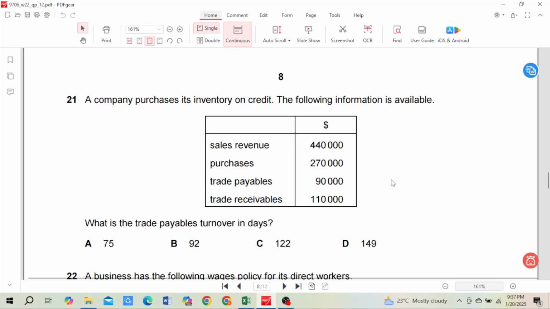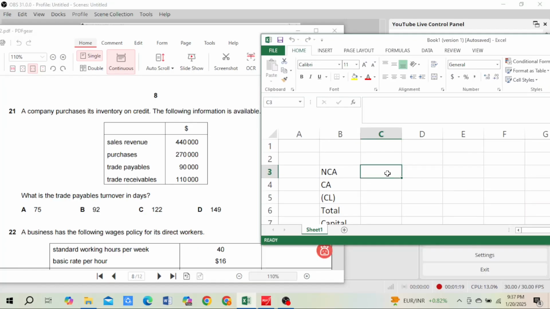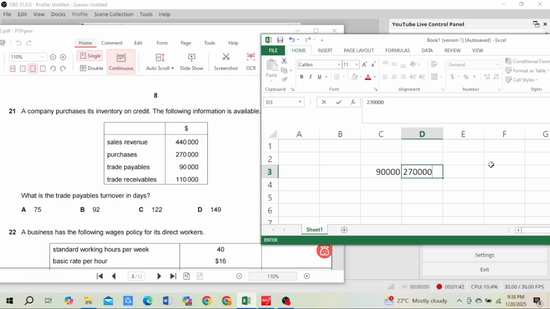So the formula for trade payable turnover days is trade payable divided by credit purchase into 365. Okay, so here it says trade payable is 90,000. Here in the question, a company purchases inventory on credit, so all these purchases are on credit. So 270,000 is purchase, and then we need 365 days. So the formula is trade payable divided by credit purchase into 365.